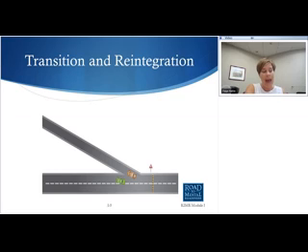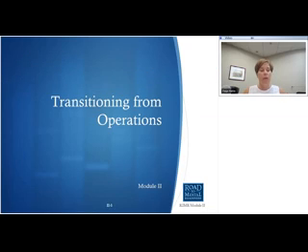So that would be the end of the first introductory module. It would be here that you would insert option A if you wanted to review the entire R2MR program before moving to transitioning from operations, which is the beginning of module 2.